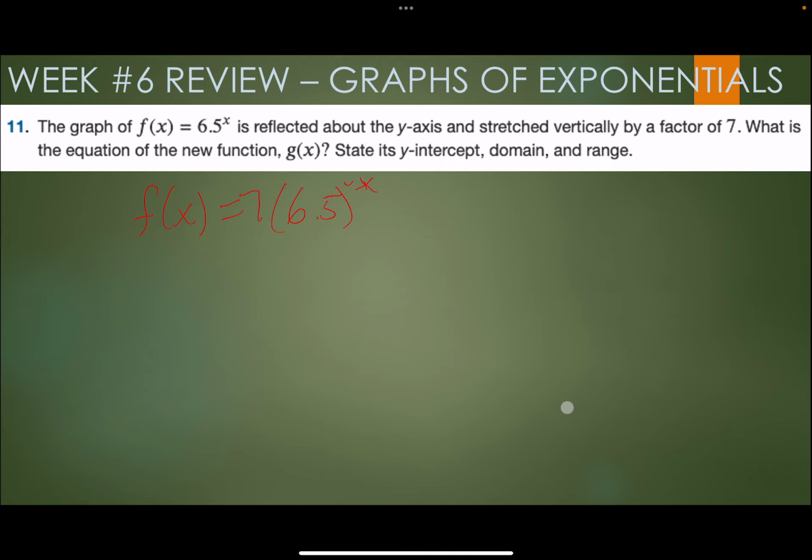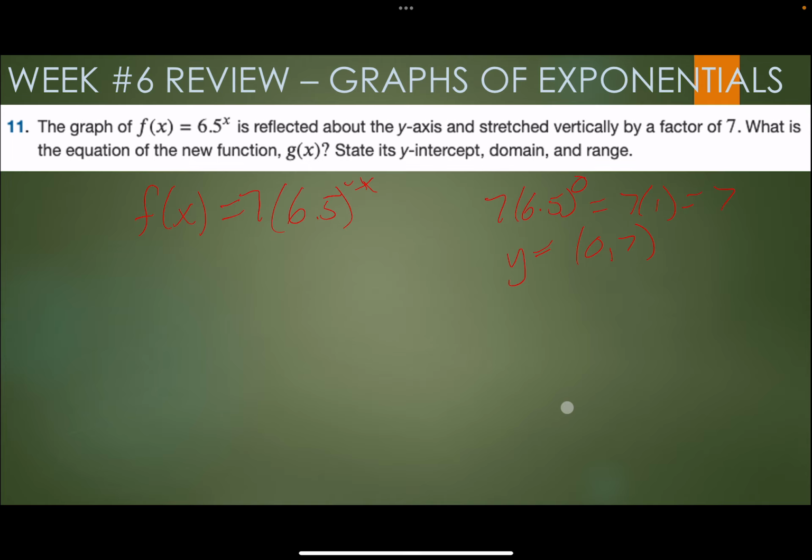Well, the y-intercept is where x is equal to 0. So if you put a 0 in for the x, you're going to get 7 times 6.5 to the 0. Well, that's just going to be 1. So the y-intercept then is at (0, 7), because this would be 7 times 1, which would just be 7. So there's your y-intercept.